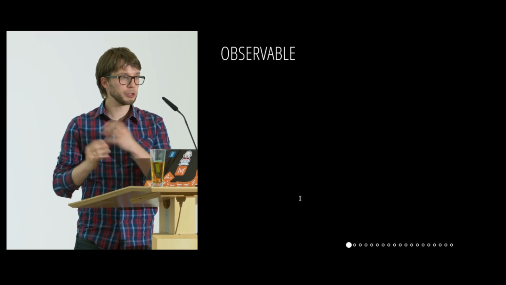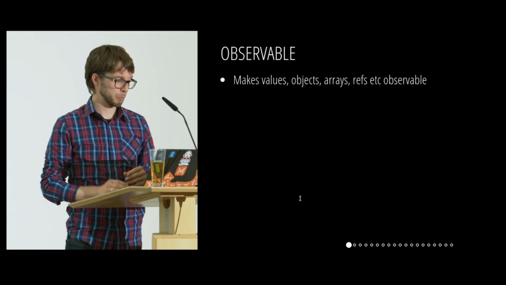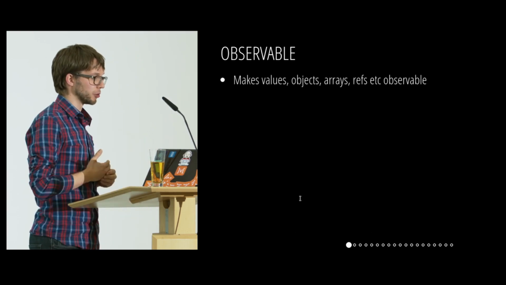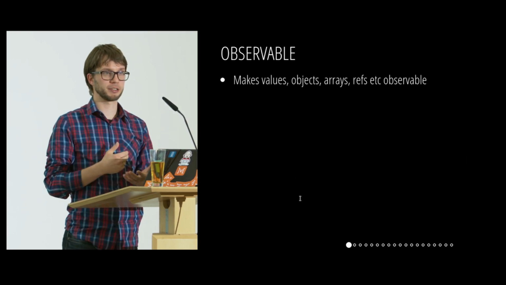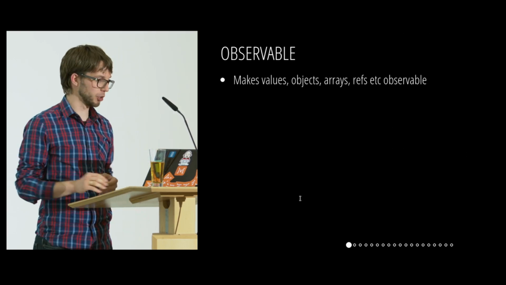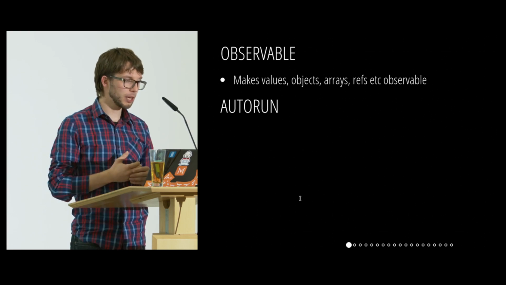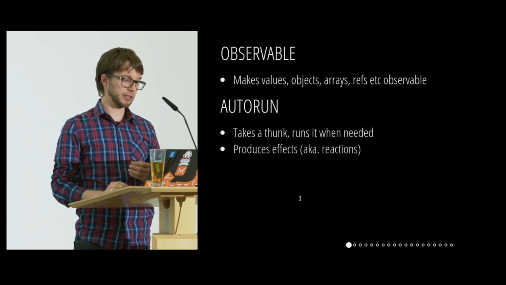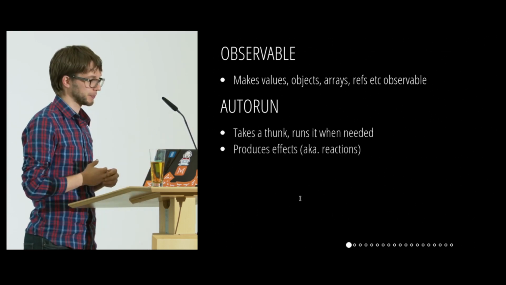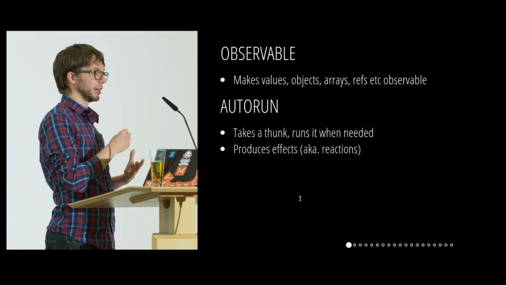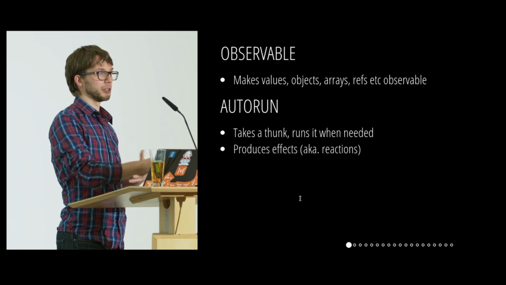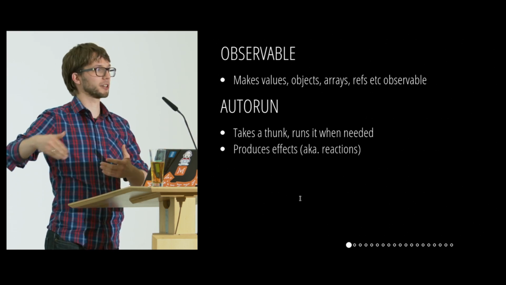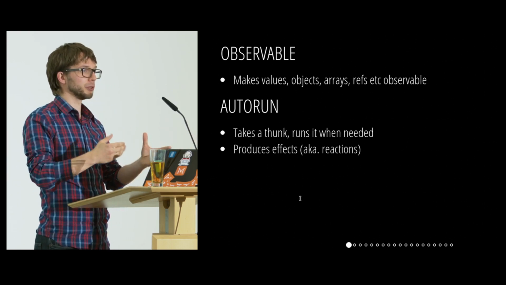So there are three functions which are key here. And that is basically the entire core of MobX. Observable, which makes values, objects, arrays, references, whatever you need, observable. Autorun, which basically takes a Tank and runs it when needed. And that is mainly important for producing side effects, like saying, React, please render into the DOM. That's not a pure function, that's a side effect. It doesn't produce a new value, it alters the DOM.